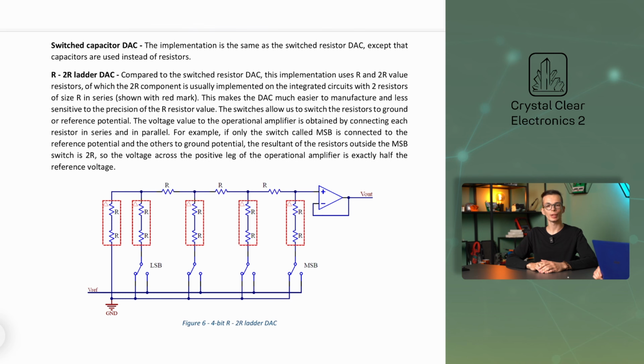The next type of binary-weighted DACs is the R2R ladder DAC. You can see this in the figure. Compared to the switched resistor DAC, this implementation uses R and 2R value resistors, of which the 2R component is usually implemented on the integrated circuits with two resistors of size R in series, shown with red mark. This makes the DAC much easier to manufacture and less sensitive to the precision of the R resistor value.